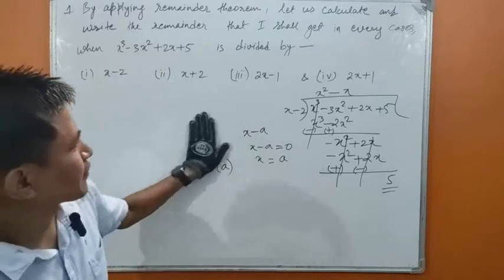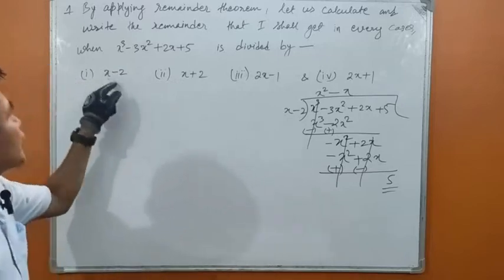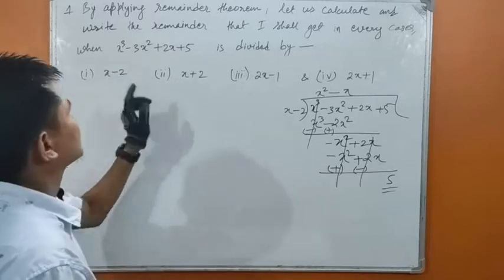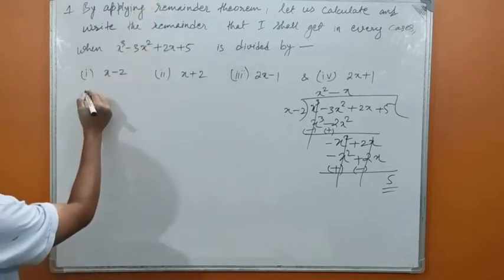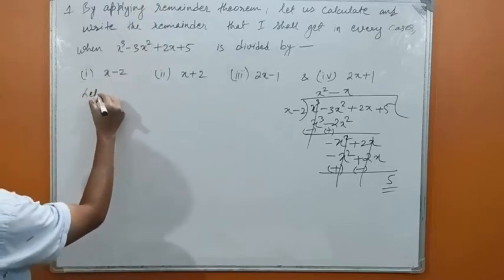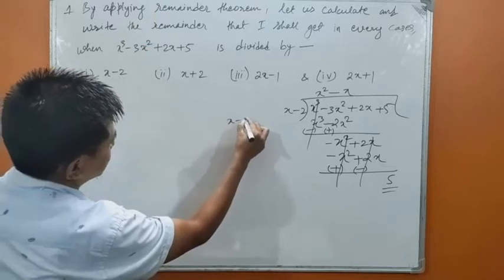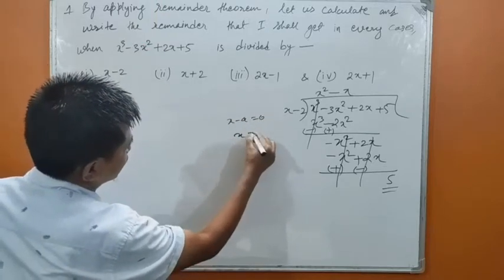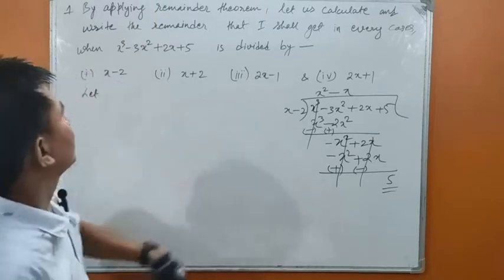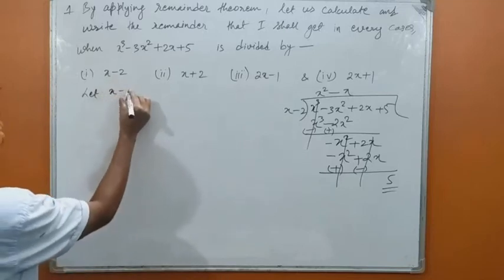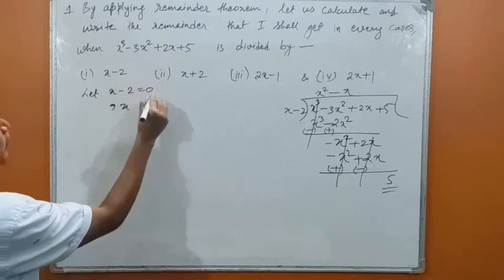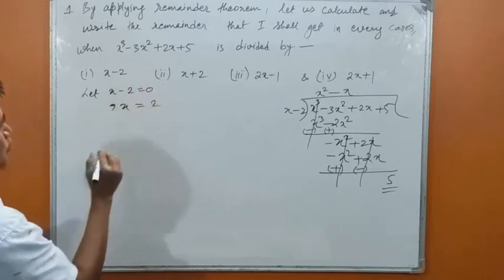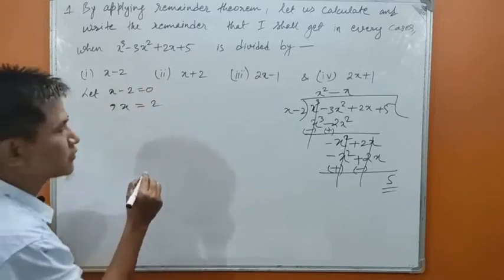Let's begin. Let us do question number 1 first and then 2, 3, 4. Here we suppose x minus a equal to 0 and x equals a, isn't it? Similarly, let x minus 2 equals 0, or x minus 2 when taken to the right hand side becomes plus 2. Got it? Get my point? Okay.